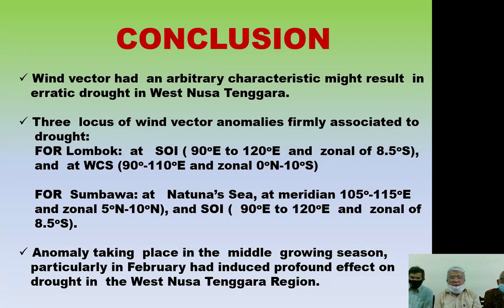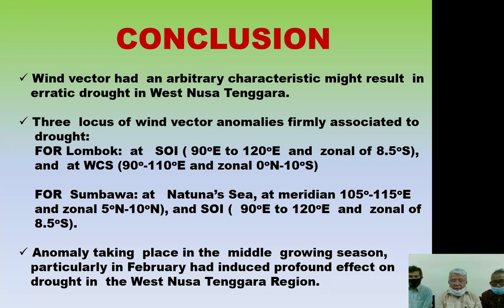As conclusion, we could say that wind factor had an arbitrary characteristic that might result in erratic drought in West Nusa Tenggara. Three locus of wind factor anomalies are firmly associated to drought for Lombok at South Indian Ocean 90 degrees east to 120 east and zonal of 8.5 degrees south, and at West Coast Sumatra between 90 degrees and 110 degrees east and zonal 0 north to 10 degrees south.